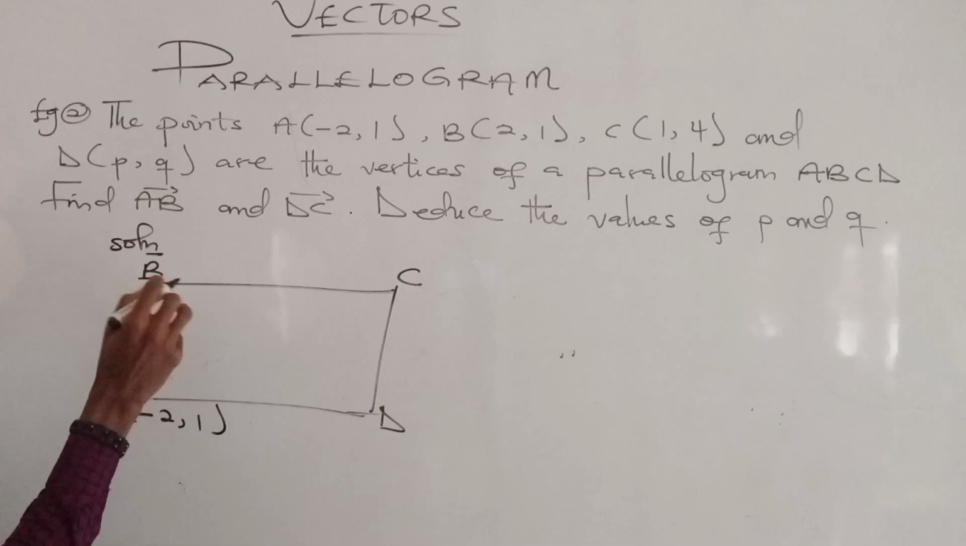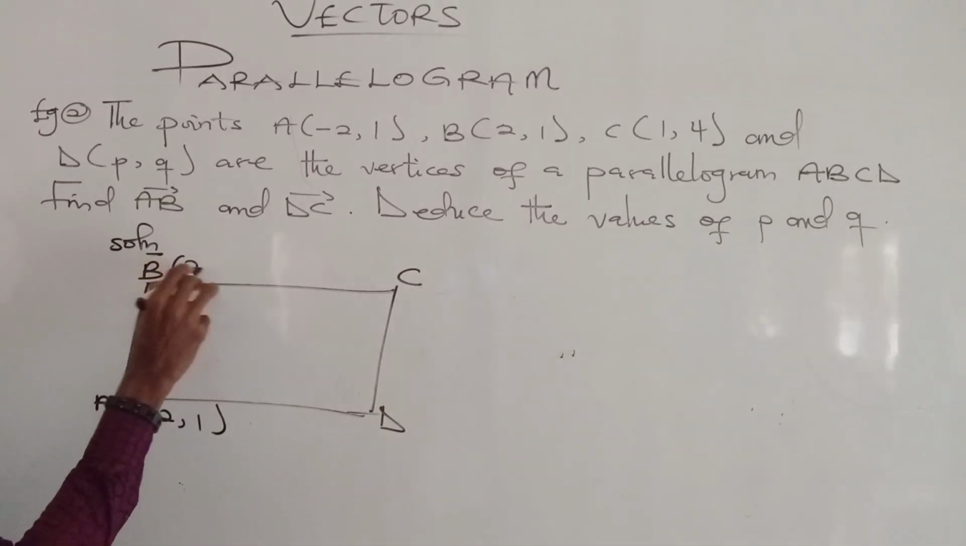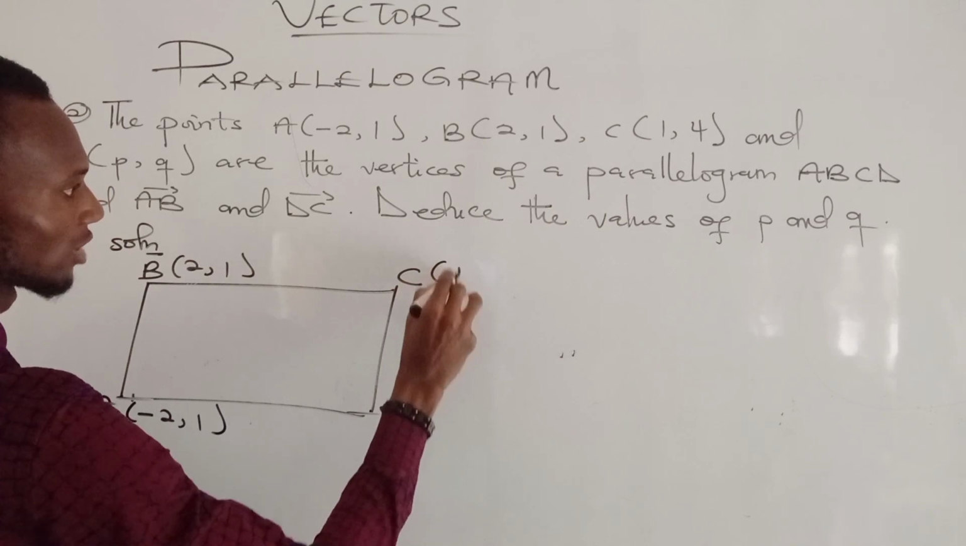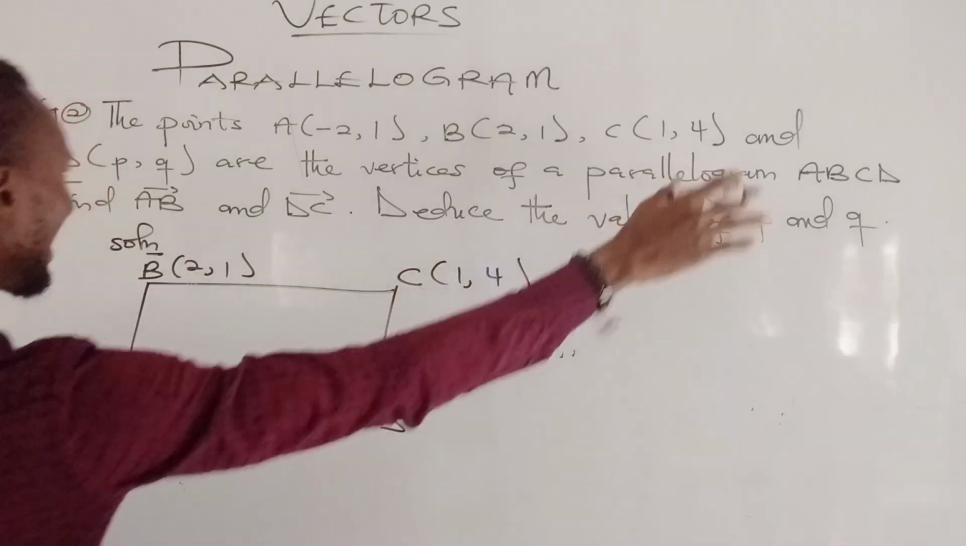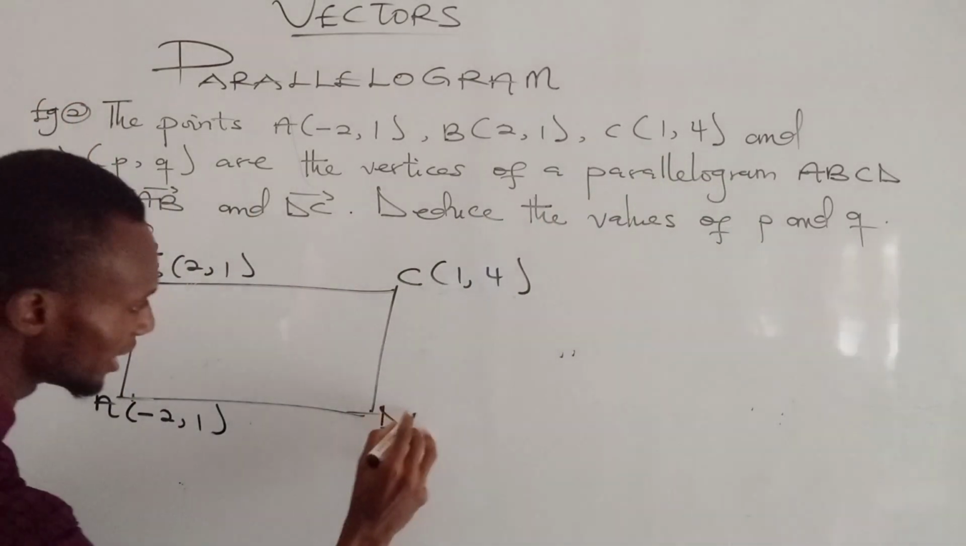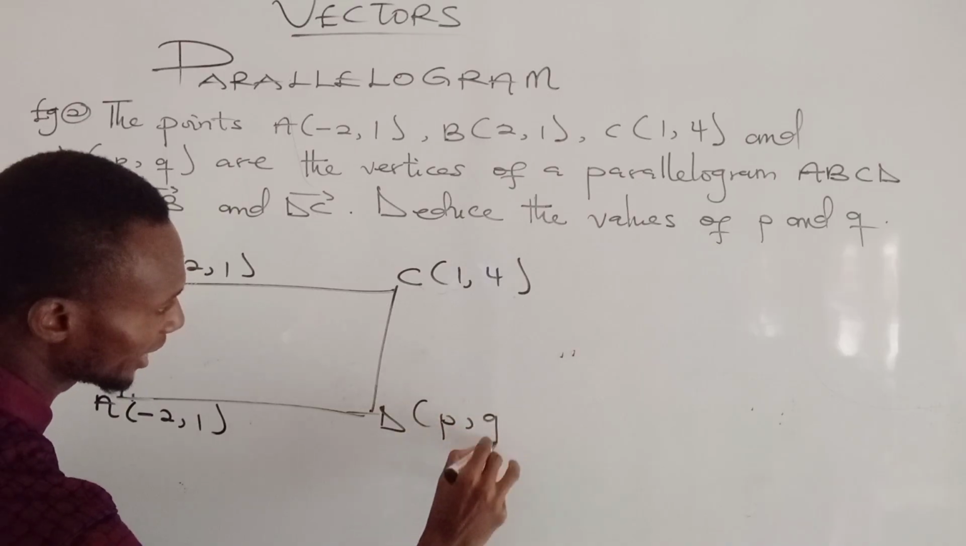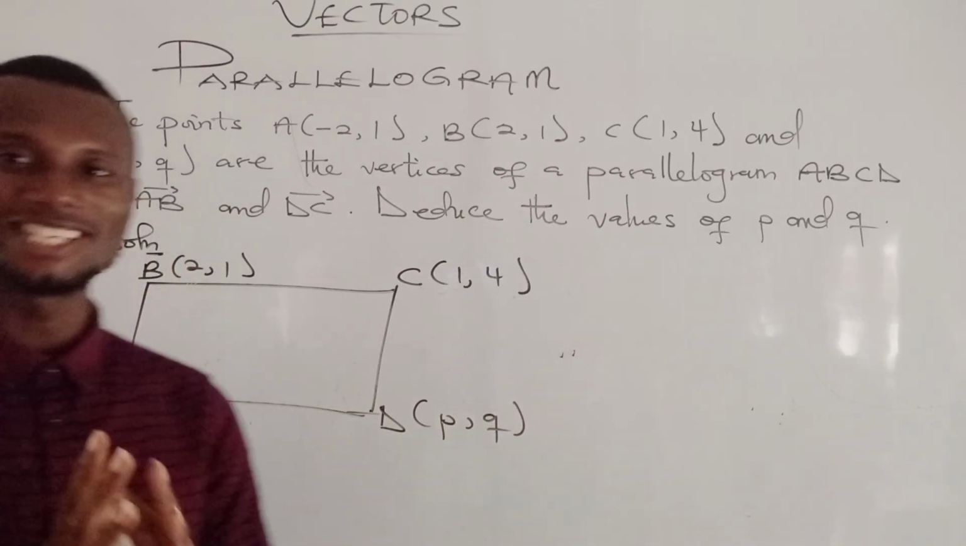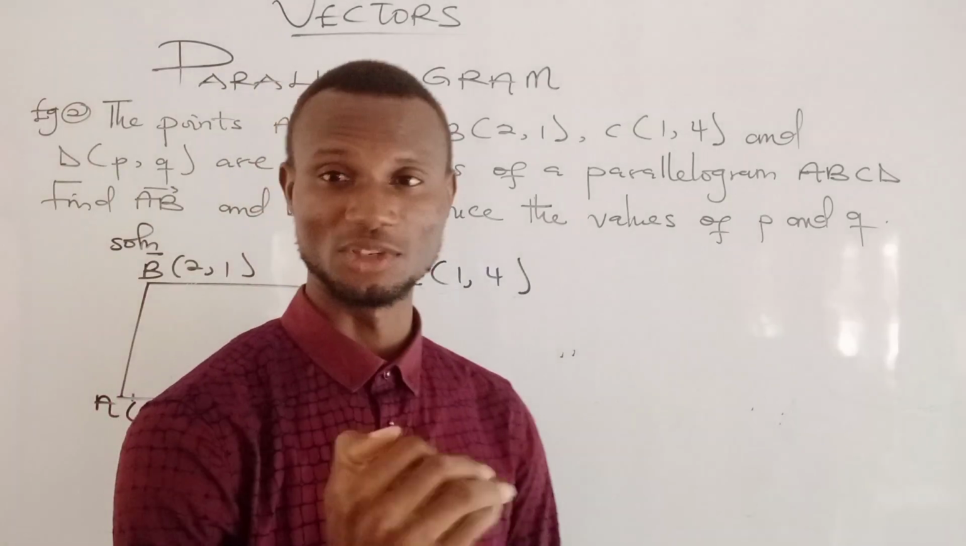Then B is given to be 2, 1, so I'll bring my 2, 1 here. And C is given to be 1, 4, so I'll bring my 1, 4 here. And D is given to be PQ, so bring your PQ. I hope the explanation is clear enough up to this point.